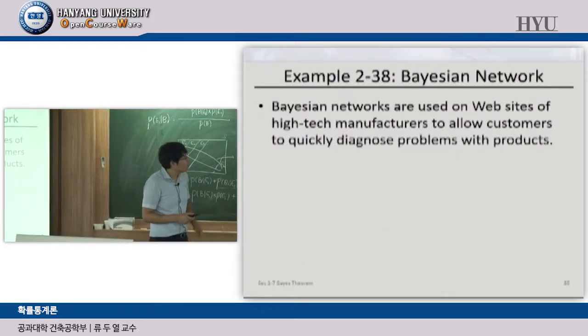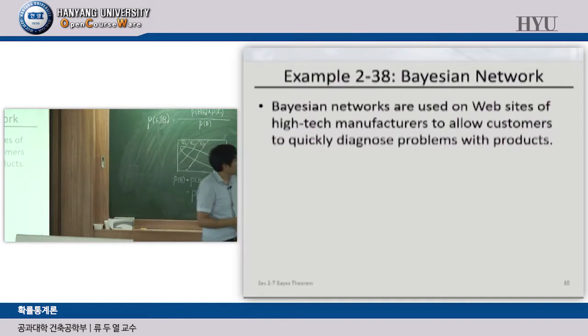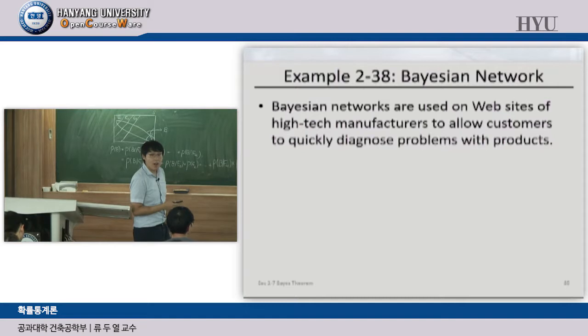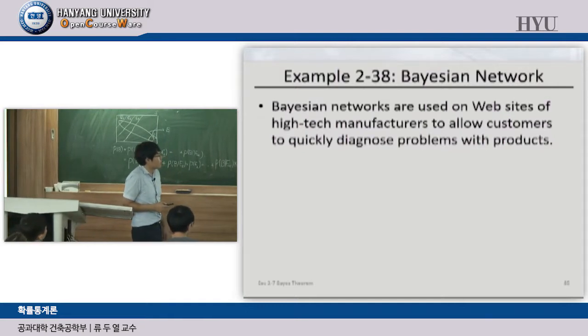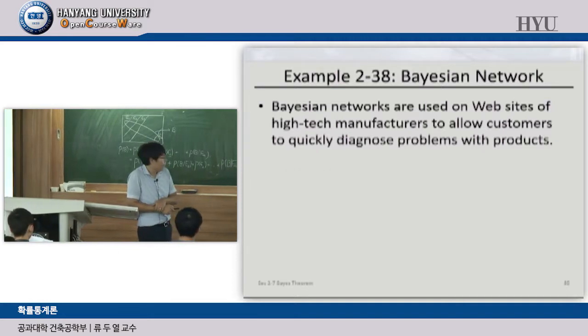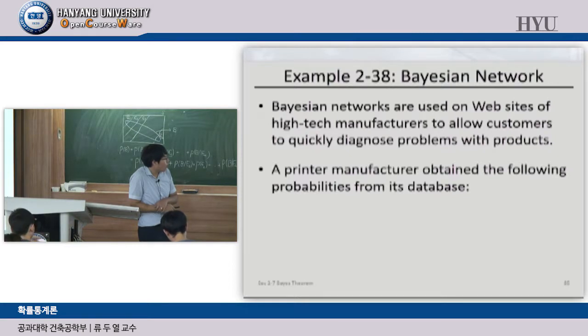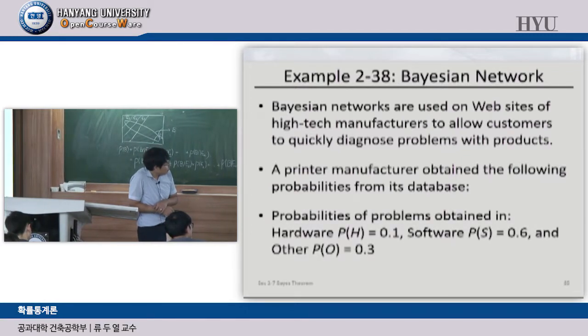So this is the example, the Bayesian network. The Bayesian network is used on websites of high-tech manufacturers to allow customers to quickly diagnose problems with products. A printer manufacturer obtained the following probabilities from its database. The probability of problems obtained in hardware is 0.1, the probability of problems in software is 0.6, and the probability of problems in other things is 0.3.